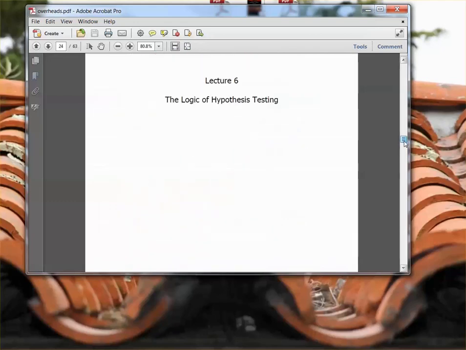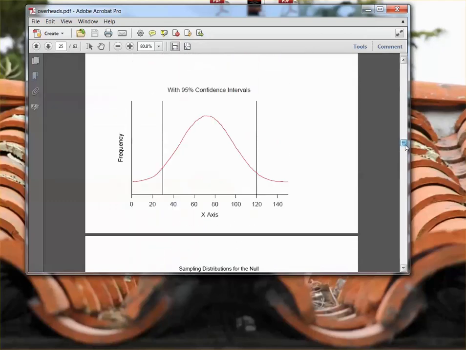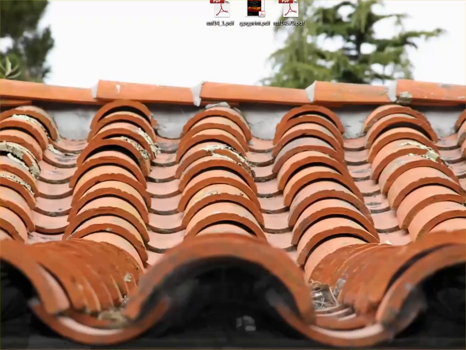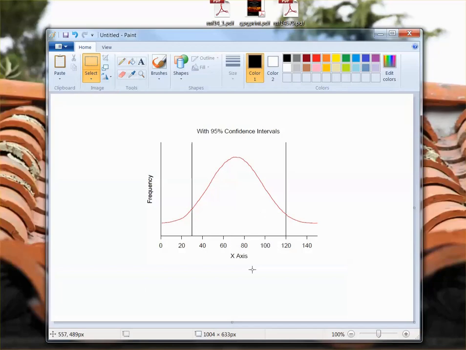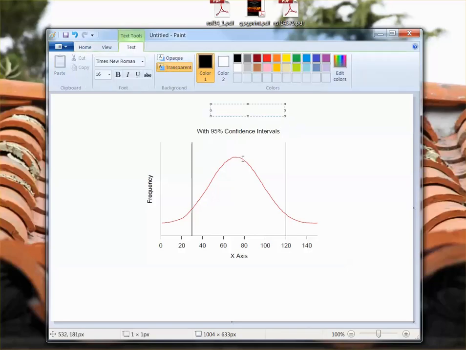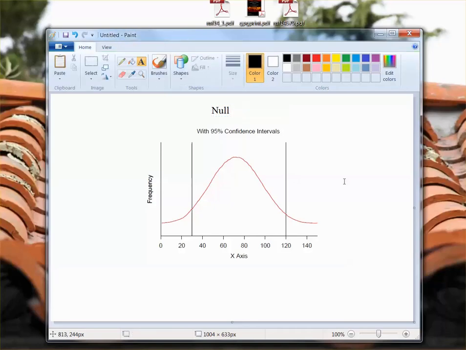You'll get a couple of distributions here in the handouts, and I'm going to focus on this one right here, and I'm going to draw on it a little bit. This capitalizes on our previous video discussion about the sampling distribution, right? So if this is a sampling distribution of our group means drawn from the same population, we'll assume that this is the null hypothesis sampling distribution, okay?